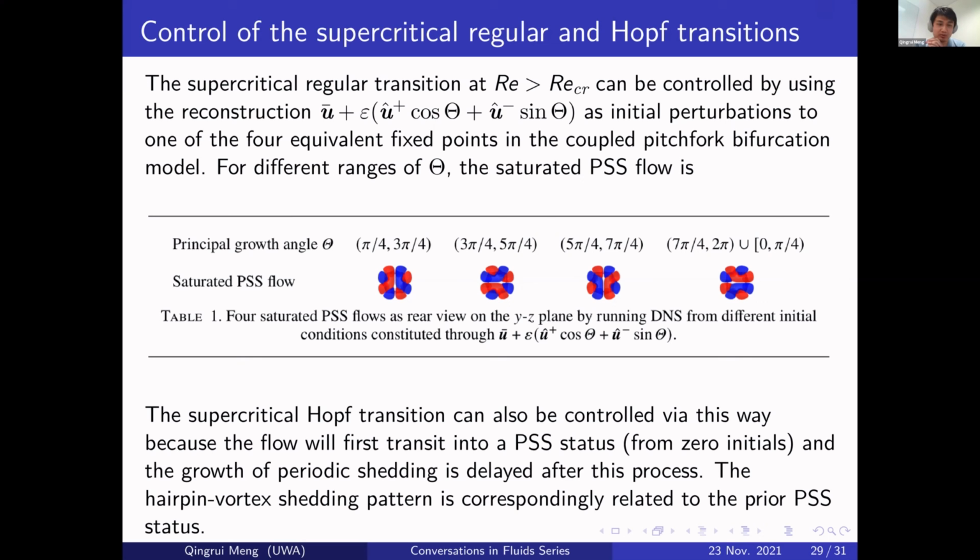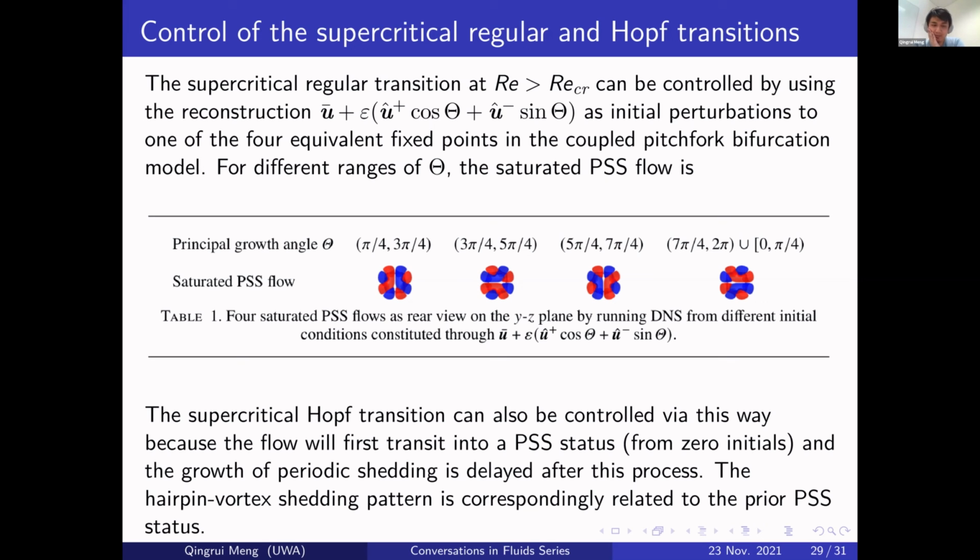So for the principal growth angle, we can start from pi over 4 and go to 3 pi over 4. Then we can go to a saturated PSS flow in this pattern. And for different ranges of the principal growth angle, we will go to different saturated PSS flows.